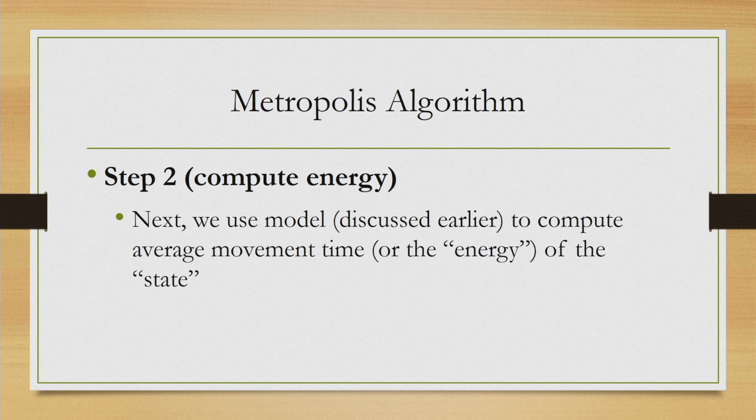Then we compute the energy of the new state, and note that we already have the energy of the previous state. How to compute the energy? We use the model to compute the average movement time. If you recollect our discussion during the Fitts digraph model, before we computed the typing speed, we first computed the average movement time. Up to that point, whatever we have discussed, we use that model to compute the average movement time, which is essentially the energy of the new state.